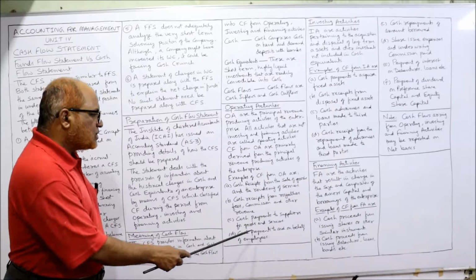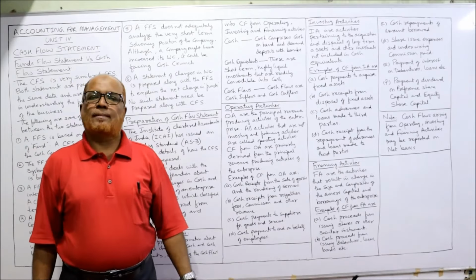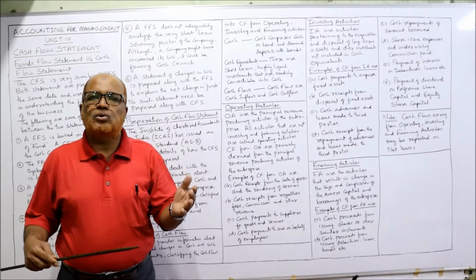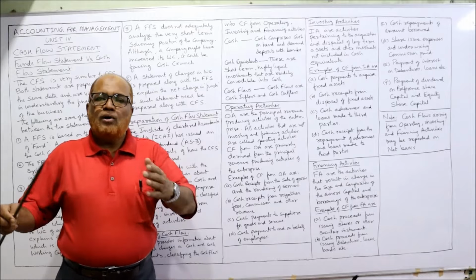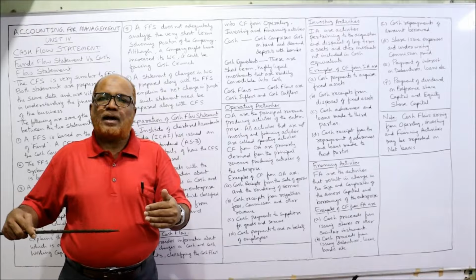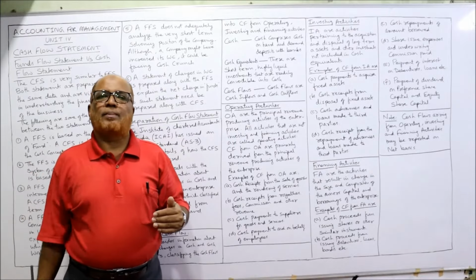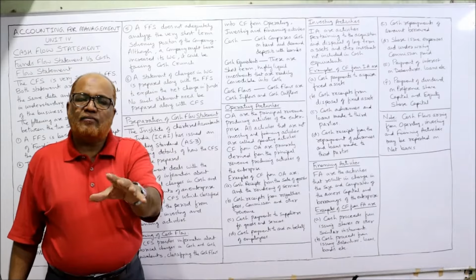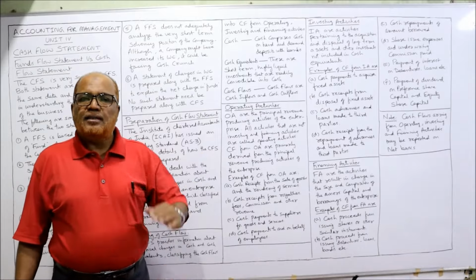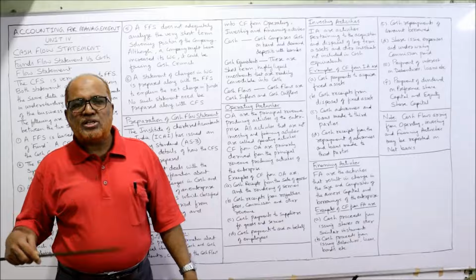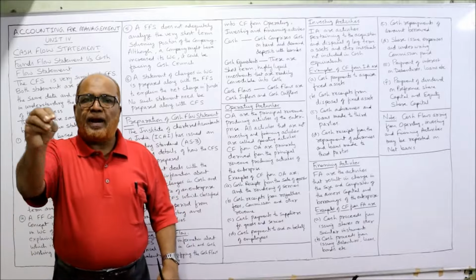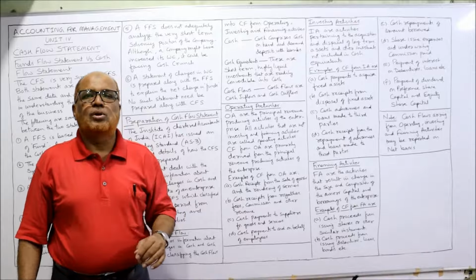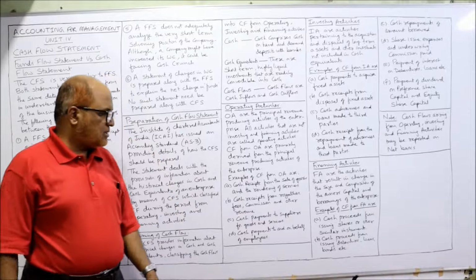Then cash payment to suppliers for goods and services. When we sell the goods, before selling we have to purchase the goods from the supplier. So when we purchase the goods from the supplier, we have to make the payment to the supplier. So payment made to supplier again will come under operating activity. That means selling the goods and purchasing the goods. Amount paid for purchasing the goods, amount received on selling the goods, both are operating activities.